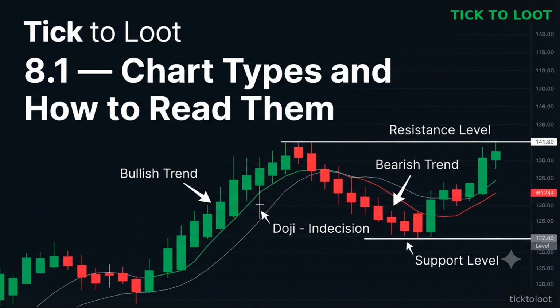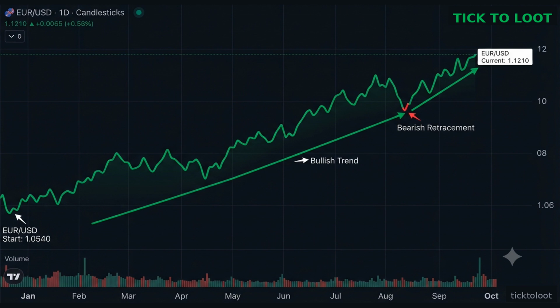Today we are on Lesson 8.1 of Unit 8, Price Action Trading. In this lesson, we are going to cover the three main chart types used in trading: line charts, bar charts, and candlestick charts. By the end of this video, you will understand how to read these charts and apply this knowledge to your trading journey. Let's get into it. The first chart type we'll cover is the line chart.